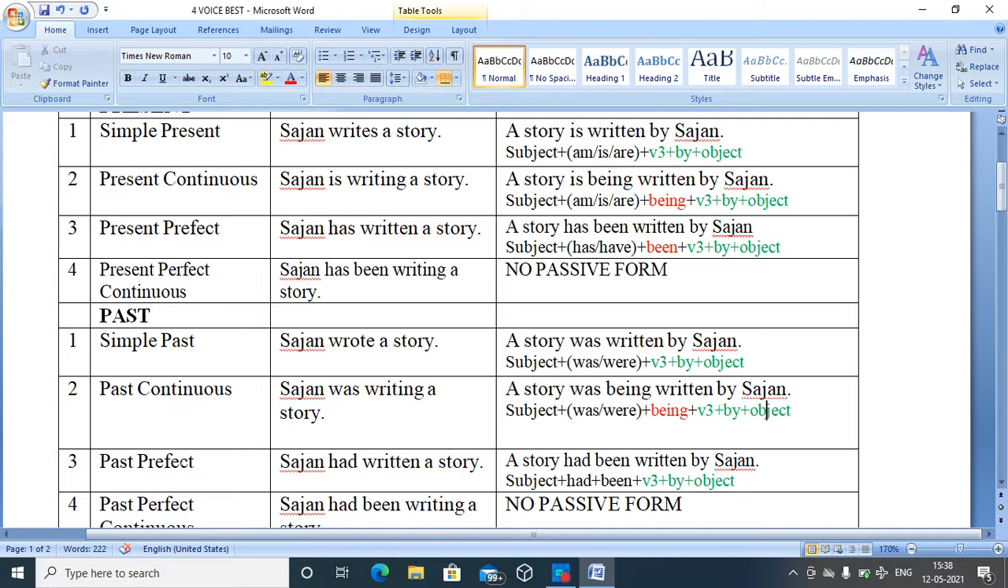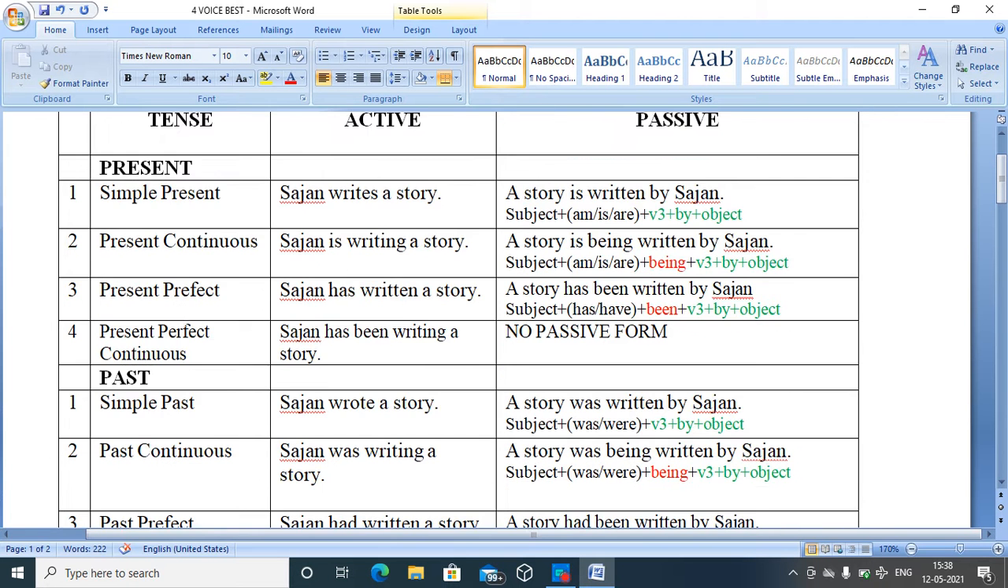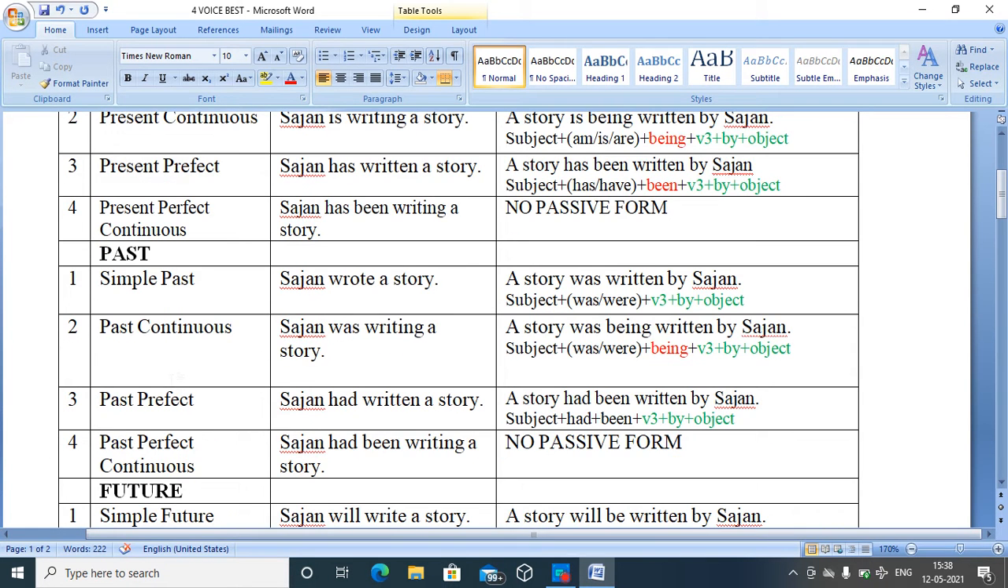Now to past perfect tense, the third type, which also has a passive form. The fourth of each of present and past do not have a passive form. But we have to see the third past form and its passive voice construction as well. Sajan had written a story.